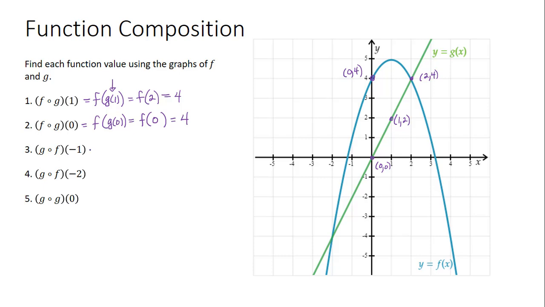G composed with f of negative 1, so be careful with the order here. This is g of f of negative 1. So now we go to the x value of negative 1 and figure out the y value on the graph of f. Notice that (negative 1, 1) is on our graph of f. So f of negative 1 is 1, so now we need to find g of 1. G of 1 means go to the x value of 1 and find the y value at that point on the graph of g, and that y value is 2.